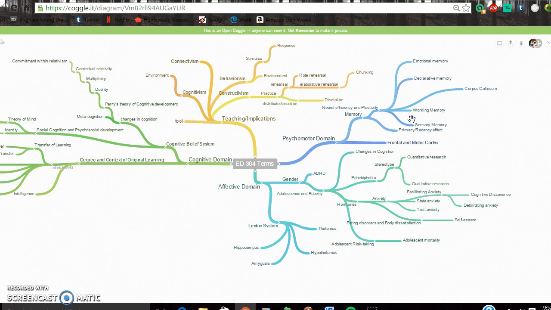The frontal cortex is the very top of the brain, kind of underneath your forehead. If you were to touch your forehead, you'd be touching your frontal cortex. That's where all of your thinking happens.